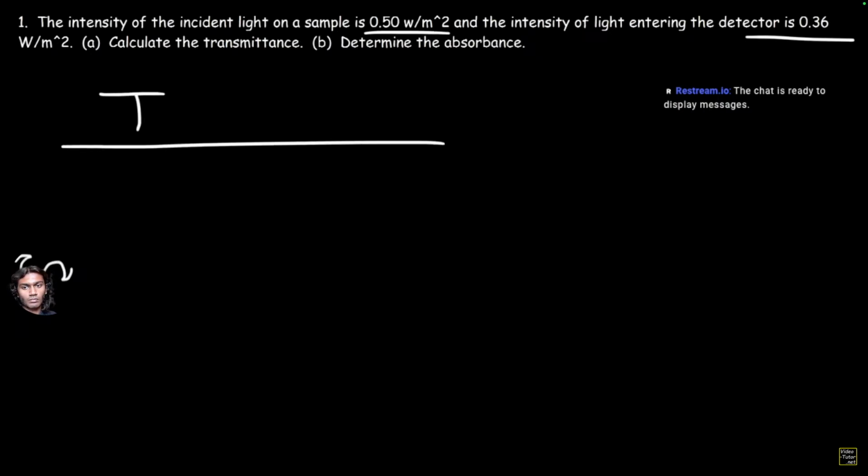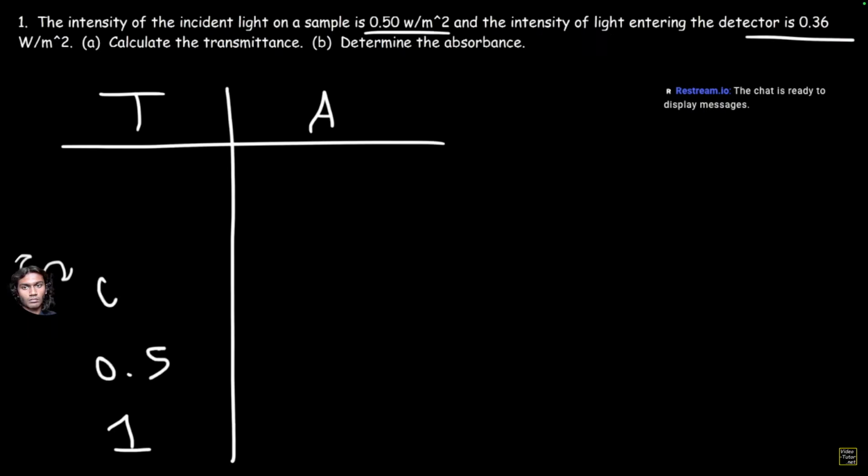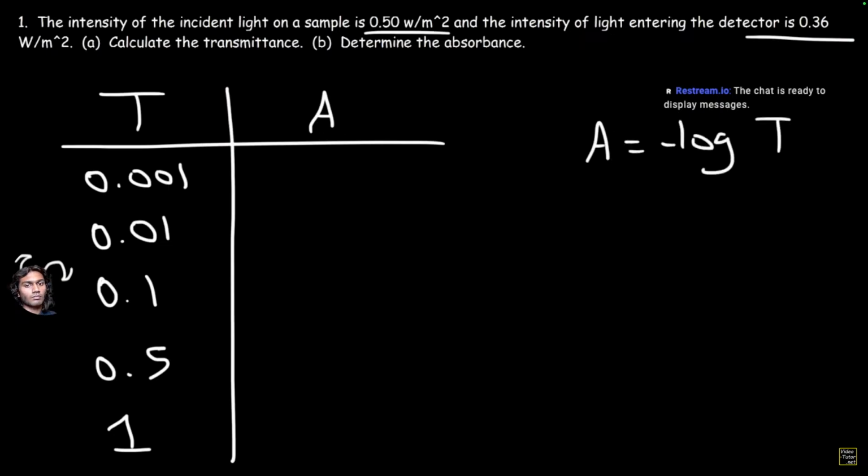Let's talk about the relationship between these two. Let's say we have transmittance values of 1, 0.5, 0.1, 0.01, and 0.001. The absorbance is the negative log of the transmittance. If you type in negative log of 1, you will get 0. This is the highest the transmittance could be, because the lowest the absorbance could be is 0. So at 100% transmittance, there is no absorbance.